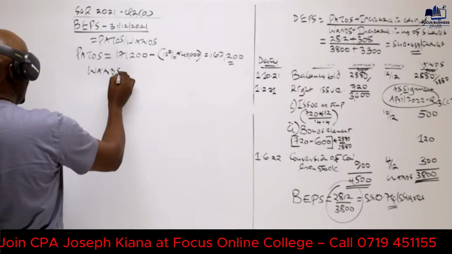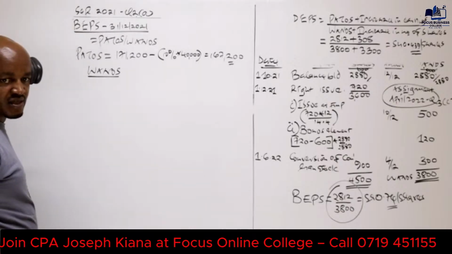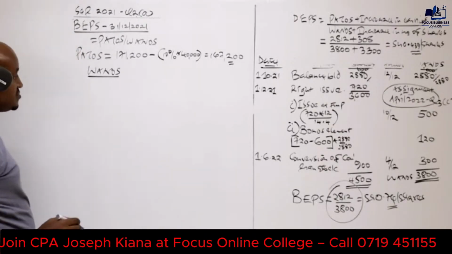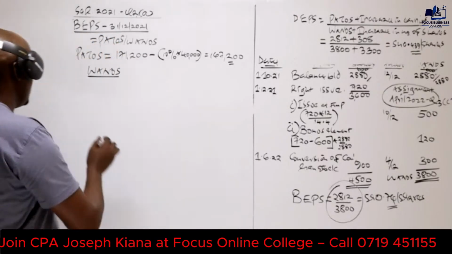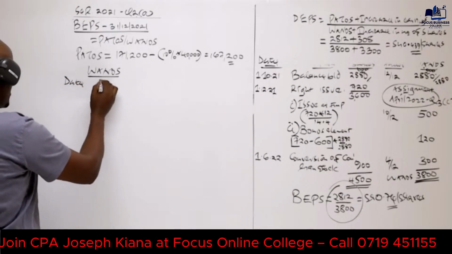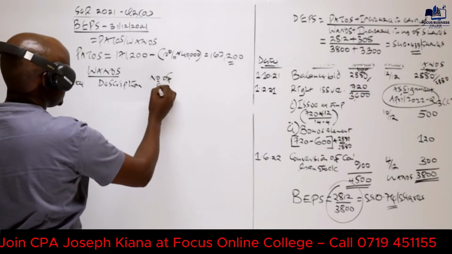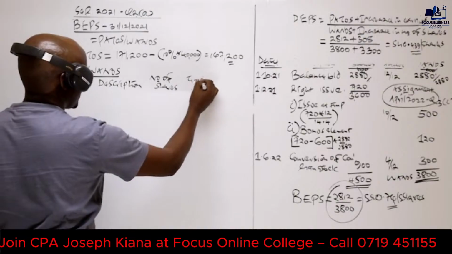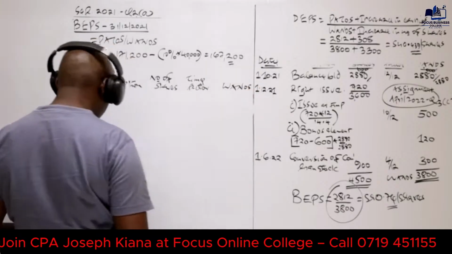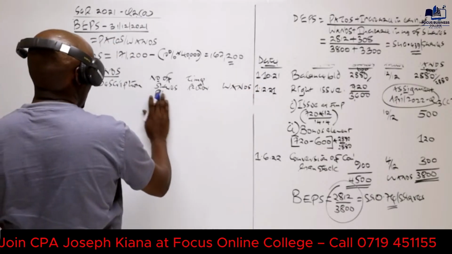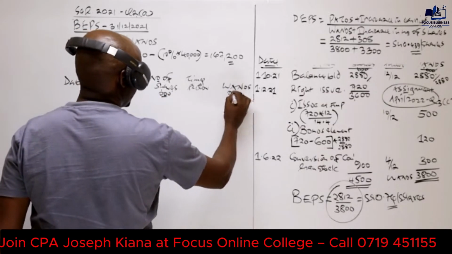And then from there we move and we compute the weighted average number of ordinary shares. Is that correct, Sarah? Sounds clear? So here we need to have various columns: the column for the date, the column for the description, the number of shares, the time factor, and the weighted average number of ordinary shares. Also, our values are in thousands of shillings.